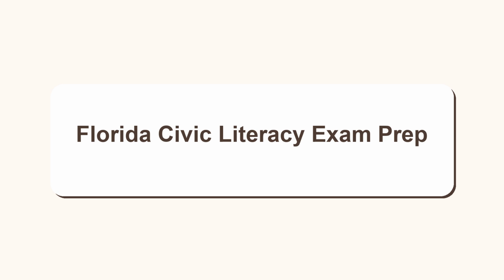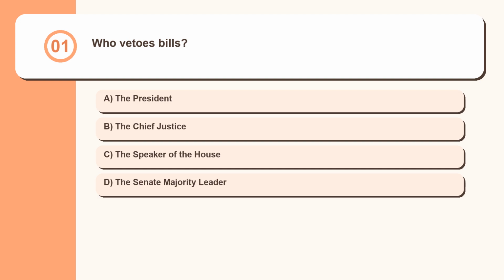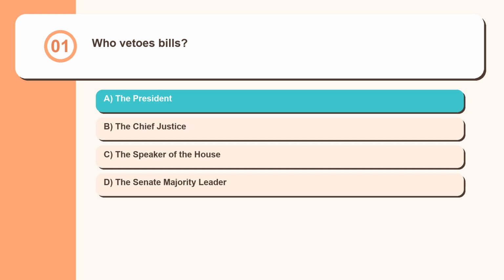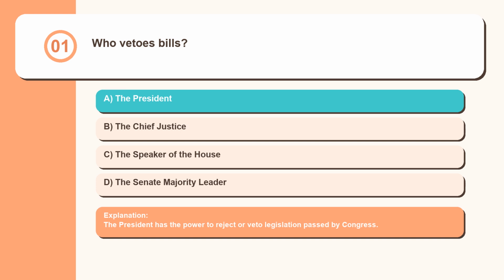Florida Civic Literacy Exam Prep. Question 1. Who vetoes bills? The President, the Chief Justice, the Speaker of the House, the Senate Majority Leader. The President has the power to reject or veto legislation passed by Congress.